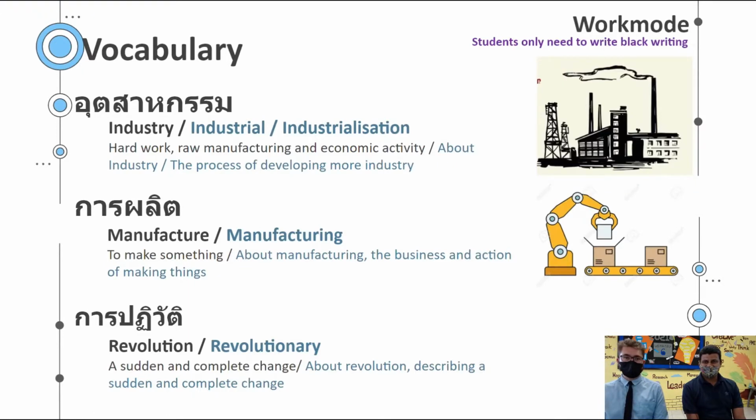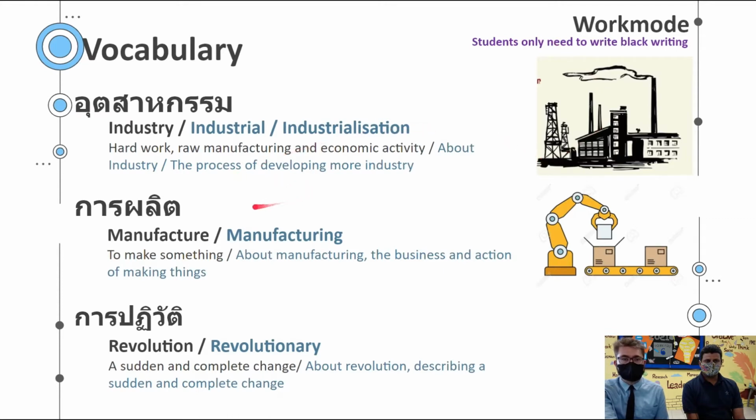Here is a bit more vocabulary, English and Thai. We have first industry, industrial, and industrialization. It's hard work, raw manufacturing, and economic activity. About industrialization, it is the process of developing more industry.